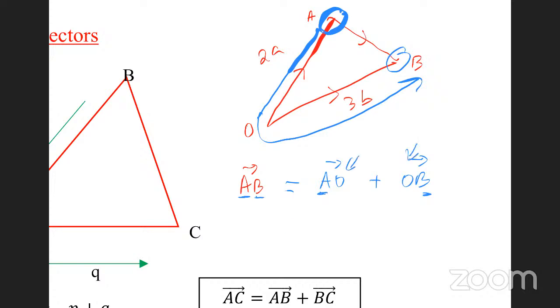All right? What is A to O? Based on what we see in here, it will be minus 2A. Why is it minus? Against the arrow. And OB will be 3B. That's okay? Let's complicate it further.